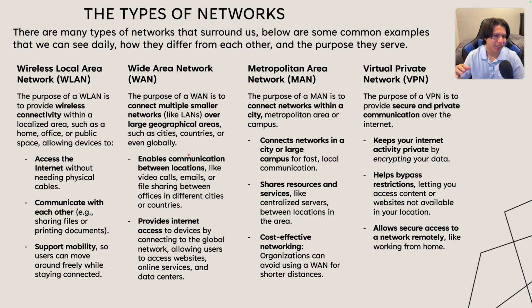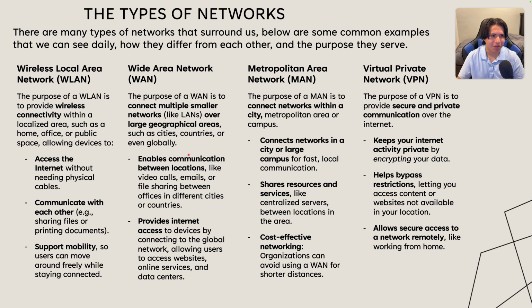The purpose of a VPN is to provide secure and private communication over the internet. It keeps your internet activity private by encrypting your data. And encryption just scrambles the message, so that when it gets sent across the internet, no one can just look at it. The person you're sending it to with the key can look at it, but no one else, which is very important. And it helps bypass restrictions, letting you access content or websites not available in your location.